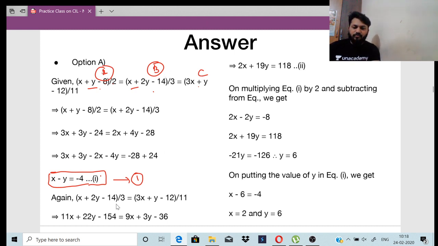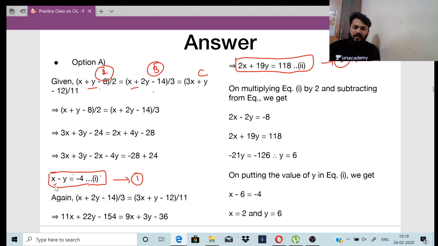So (x + 2y - 14)/3 is equal to (3x + y - 12)/11. Okay? I am taking B and C. From that I am getting another equation, and this will be equation 2: 2x plus 19y equals 118.